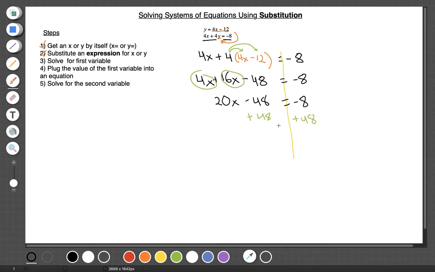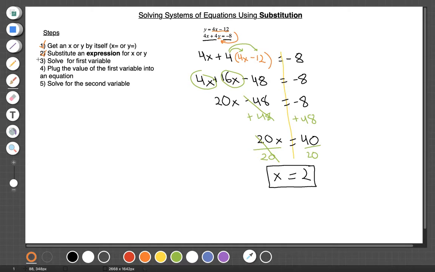So what we get is 20x. Remember, those will cancel out because that equals 0. So 20x equals -8 plus 48 is 40. You can use a calculator if you couldn't do that in your head. We have a 20 times x, so you divide. So remember that division is going to make this 1. So that basically becomes 1x, which is just x. So we have x equals 40 divided by 20 is 2. So now we have x equals 2. So we are done with that third step. Boom. We have solved for the first variable.